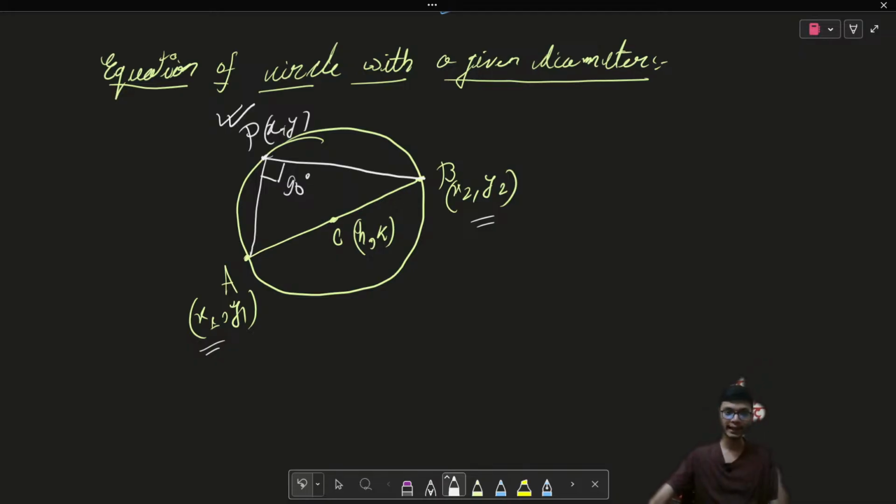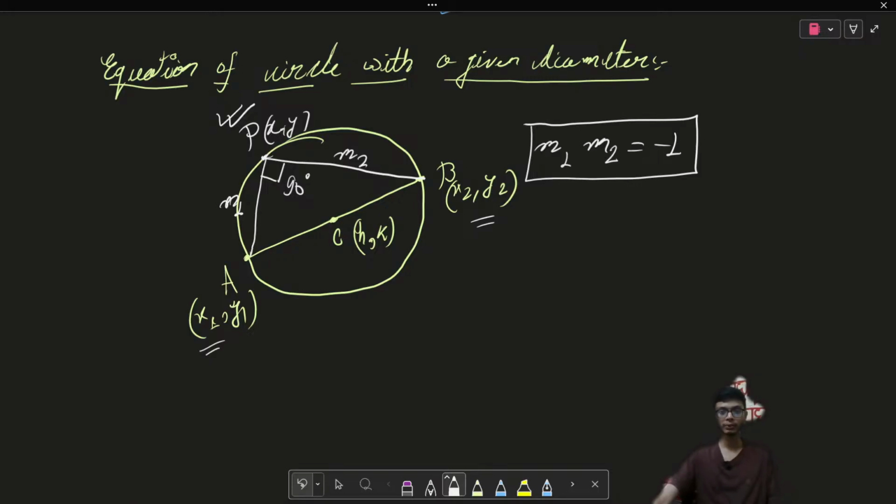So what you can see is that the angle between the lines AP and PB is 90 degrees. So from here, if I take the product of the slopes, that should be equal to minus 1, right? The product of slopes, that is AP, the slope is m1, and PB, the slope is m2. So the product of the slopes m1 m2 should be equal to minus 1, right?